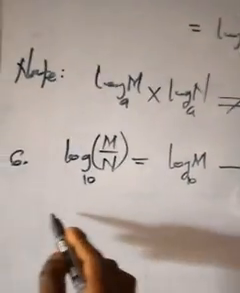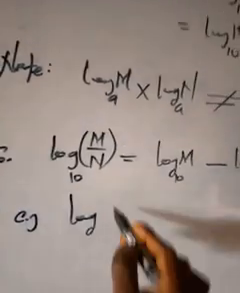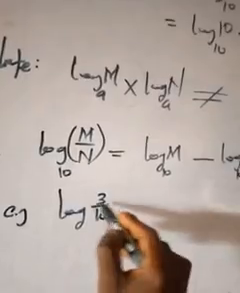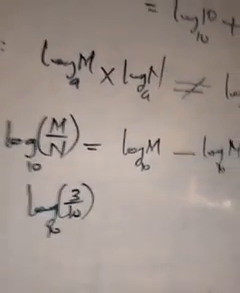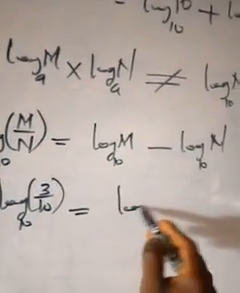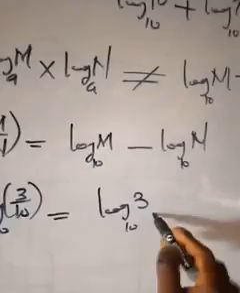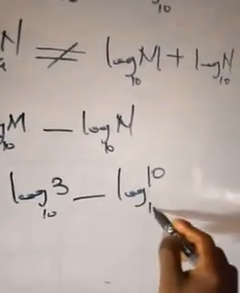Now let's take for example, if we have log 3 over 10 base 10, it is going to give us log 3 base 10 minus log 10 base 10. This is how we simplify this one.